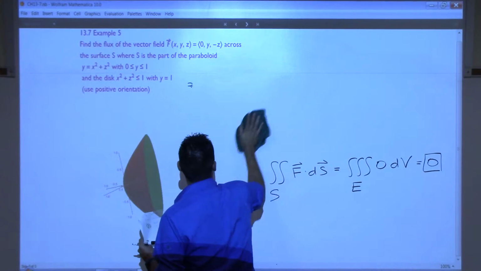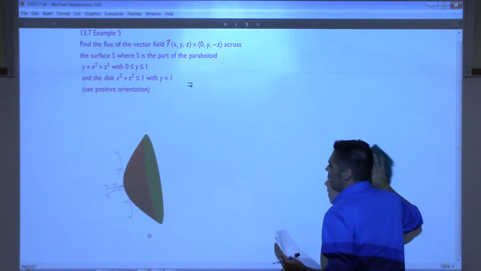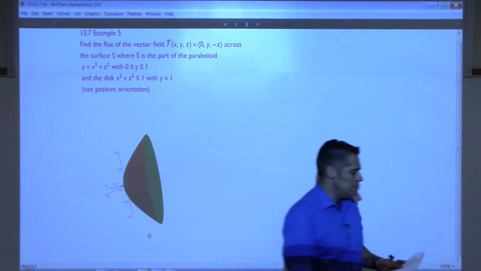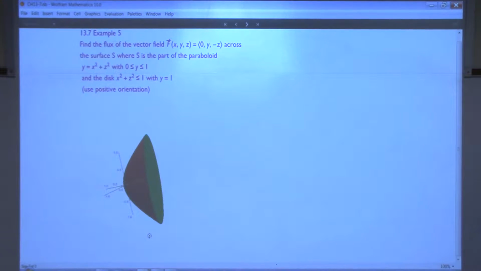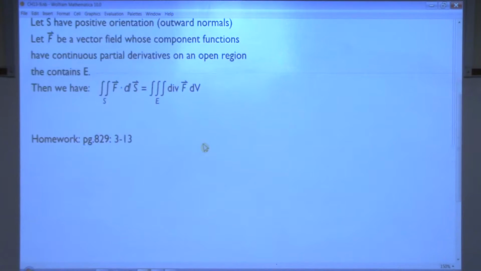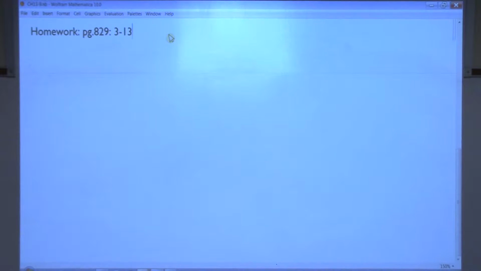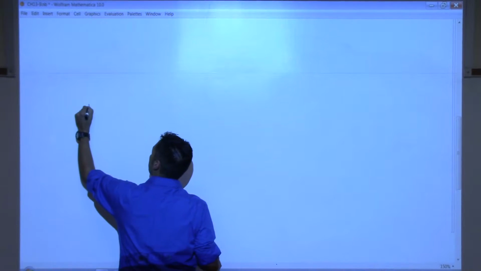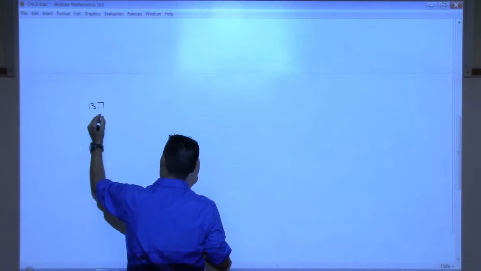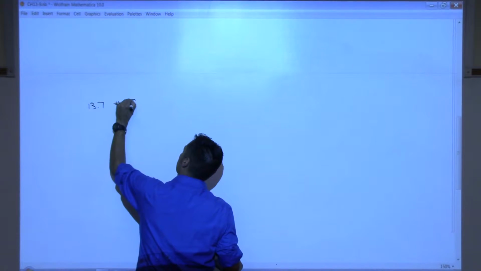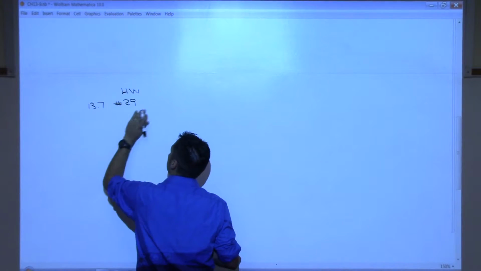Now, there was another problem that I did for your homework. Has anyone done the homework for 13.7? Yeah, of course you have. Okay, that's the homework for this section, but there was a homework problem, this is from 13.7, number 29 in the homework that I assigned.